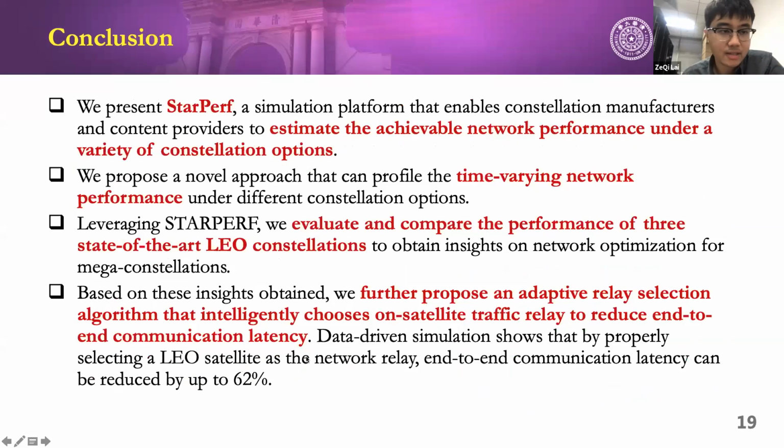Okay, so finally, let's conclude our work. In this work, we first present StarPerf, a simulation platform that enables constellation manufacturers and content providers to estimate the achievable network performance under a variety of constellation options. Then we propose a novel approach that can profile the time-varying network performance under different constellation options. Leveraging StarPerf, we evaluate and compare the performance of three state-of-the-art LEO constellations to obtain insights on network optimization for mega-constellations. Based on these insights, we further propose an adaptive relay selection algorithm that intelligently chooses on-satellite traffic relay to reduce the end-to-end communication latency.